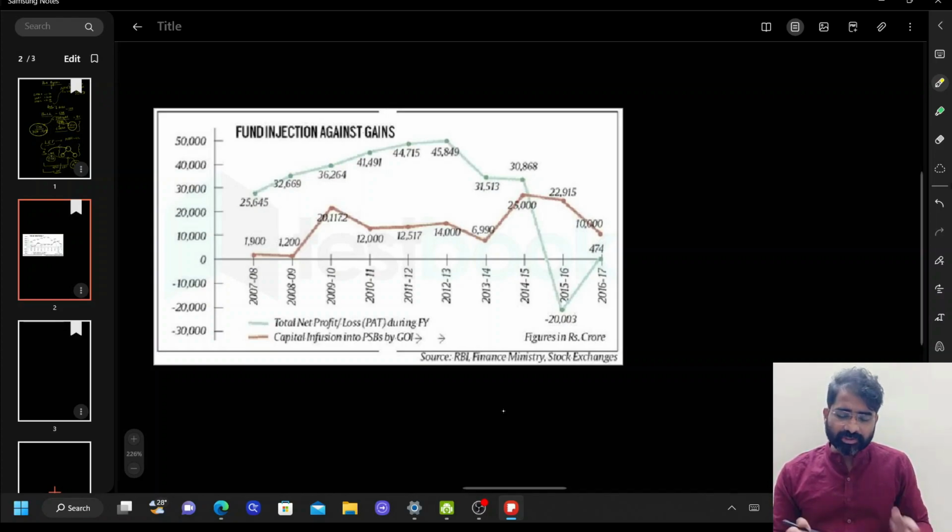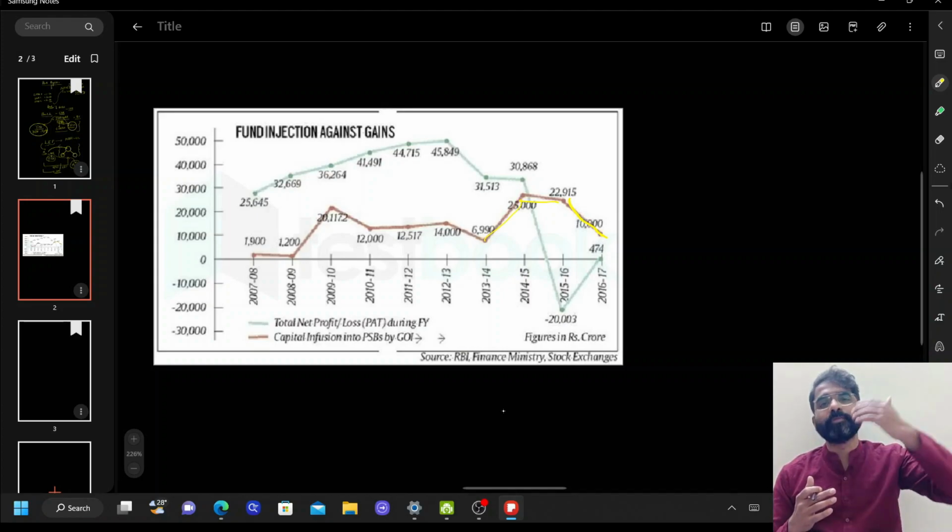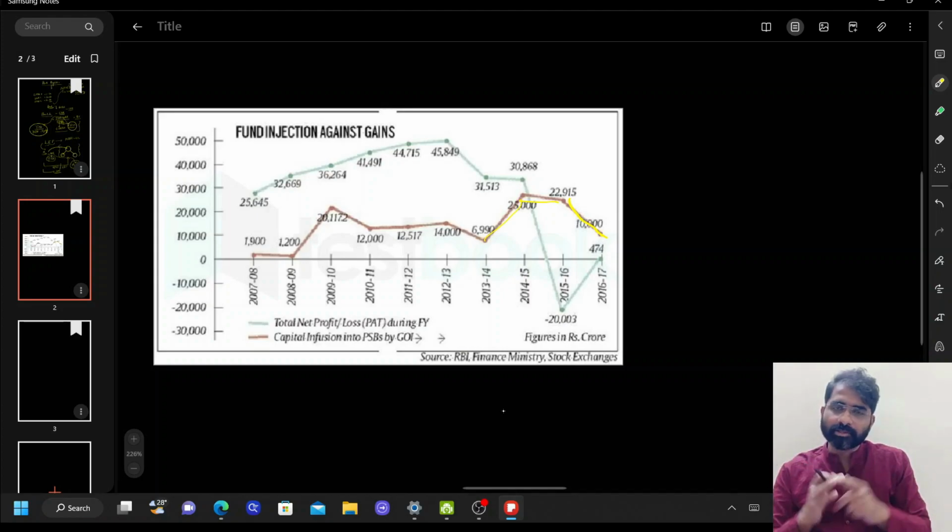The graph clearly shows, if you see this red line there, that capital infusion was not increasing. It increased in 14-15, and again in 16-17 it reduced. So you can see this red one going up and down, so there is no trend of increase. What we should understand is that the government has to maintain its FDs and all, the fiscal deficit. So the government cannot keep on increasing its capital infusion into banks. So there should be other ways, banks have to manage it. So based on that logic also, we can mark such questions, but you cannot definitely remember everything.